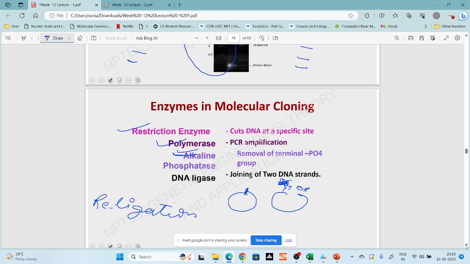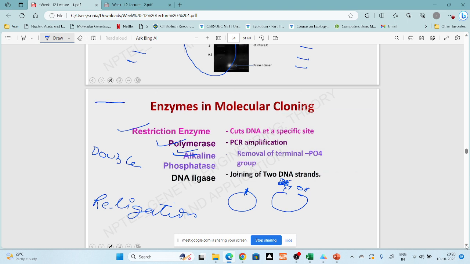But you also have to remember that when you are doing digestion, alkaline phosphatase treatment is not required every time. Whenever you are doing a cloning, you always have to use a restriction enzyme, ligase, and polymerase. But alkaline phosphatase is not much required; it depends on whether you are getting religation or not. So remember, when you are doing a double digestion, it means that you are using two restriction enzymes.